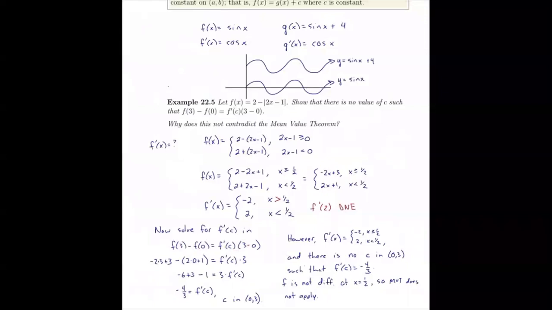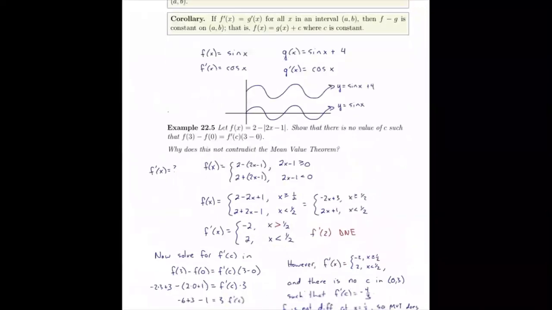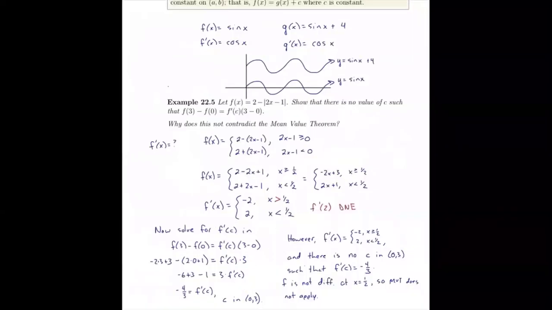Okay, so f of 3 minus f of 0 is the left-hand side. C is yet to be determined. F prime of C is yet to be determined. And we have 3 minus 0 for the B minus A part. All of this, of course, comes from what they're asking us to confirm or disprove here. So when we simplify all of this, we get down to negative 4/3 equals F prime of C.